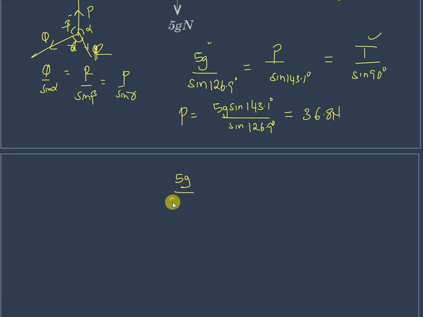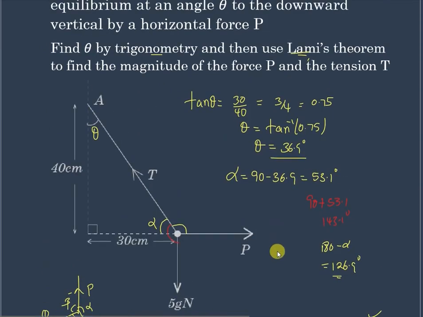5g divided by sine of 126.9 degrees is equal to t, such that t is equal to this one. If you work out, remember g is equal to 9.8. That's the value you are going to put wherever you see that g. And if you substitute there, where you put g where it is supposed to be, you are going to get that t is equal to 61.3 newtons. Those are the values you get.